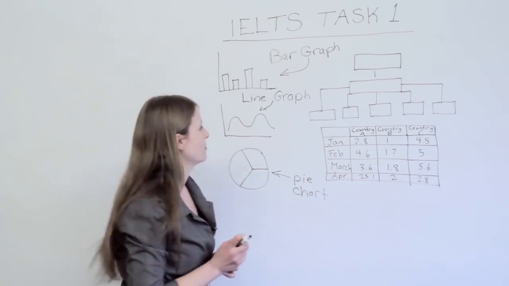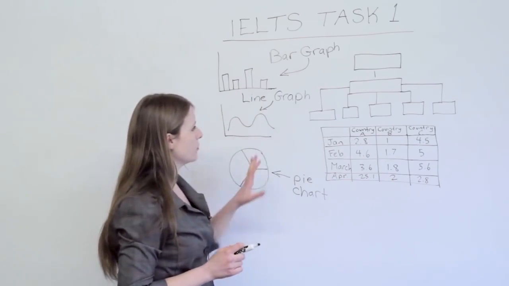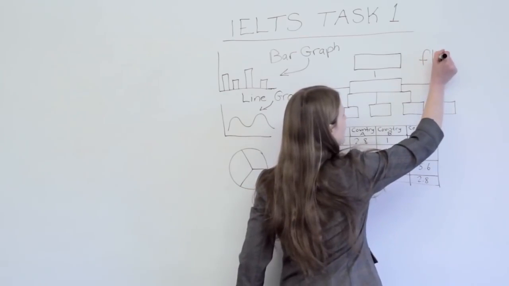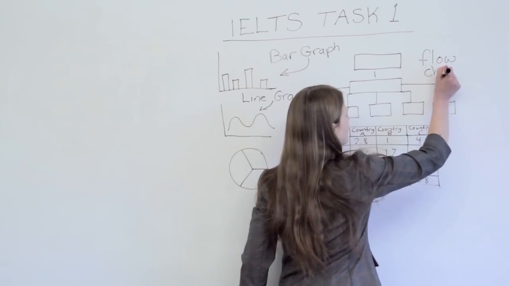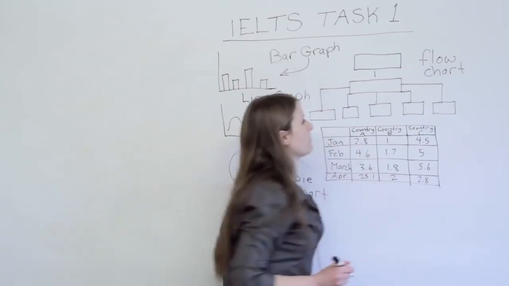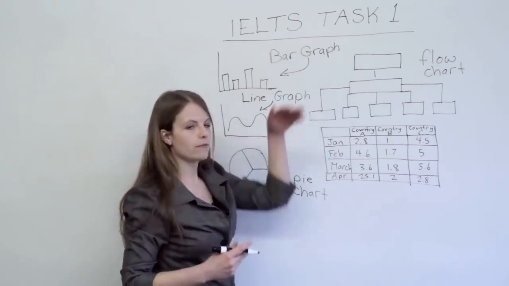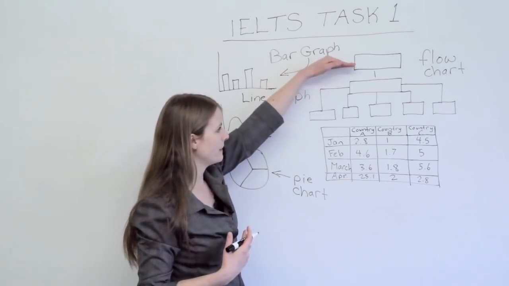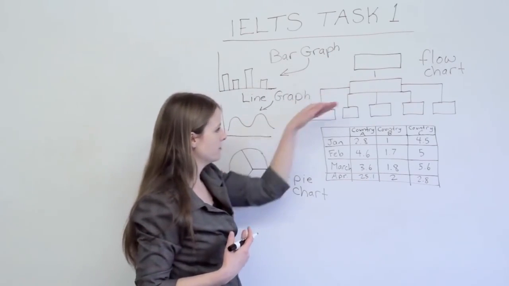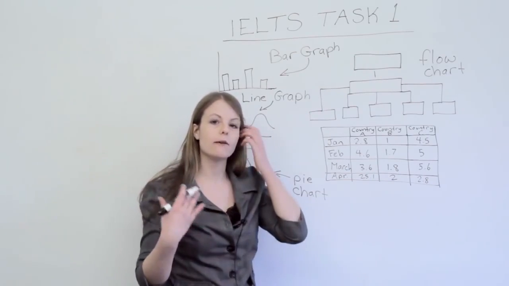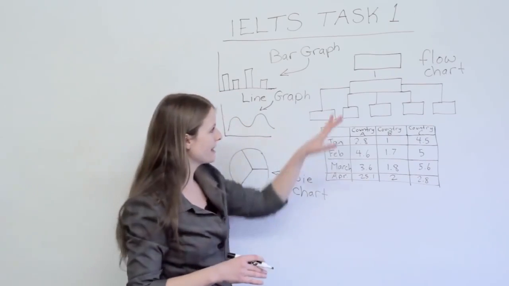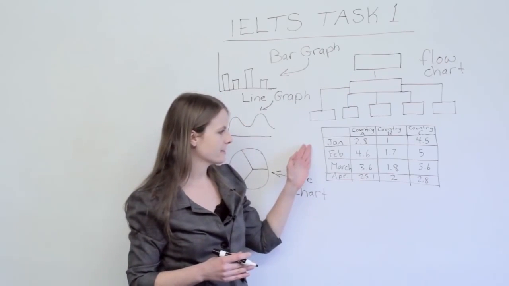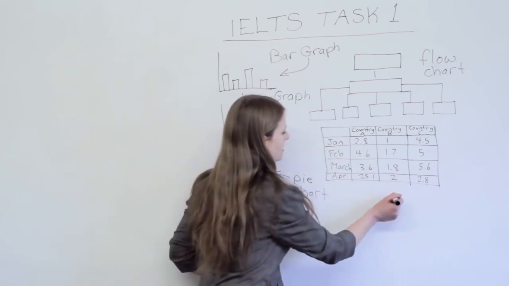You may also have to, if you don't get one of these, you may get what is called a flow chart. A flow chart shows how something is organized. Usually it shows different steps. So this might be step 1, this might be step 2, step 3. It's a way to show a process and to organize information. So you might get something like this, which is a flow chart, or you may get a table. So this is just an example of a table.